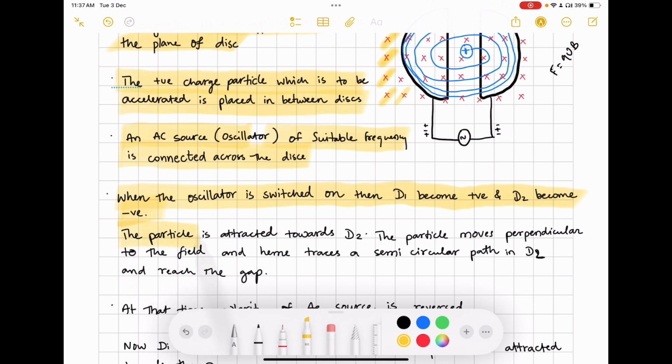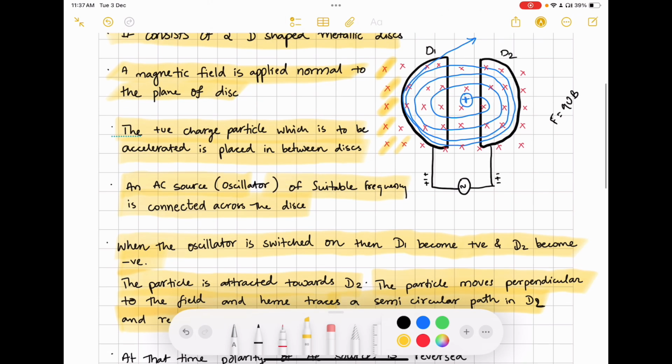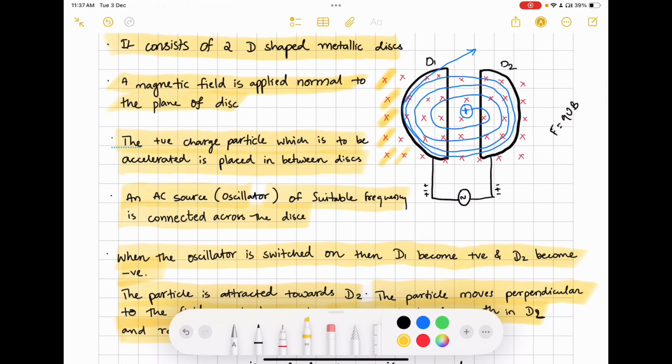The particle is attracted towards D2. It moves perpendicular to the field and hence traces a semicircular path in D2, and it reaches the gap. That is, when the oscillator is turned on, D1 is positive, D2 is negative, and the positive charged particle is attracted towards D2 and moves perpendicular to the magnetic field. Hence it traces a semicircular path in D2, and it reaches the gap.